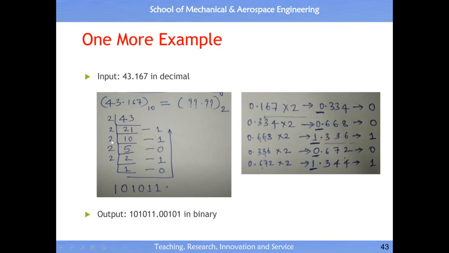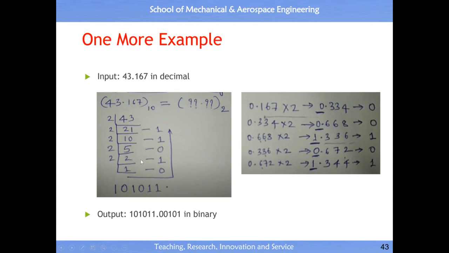Continuing to divide by 2, we get the quotient and this remainder. Now this remainder is at position 1. Then we continue to divide: 10 divided by 2 is equal to 5, remainder is 0. Then 5 divided by 2, quotient is 2, remainder is 1.